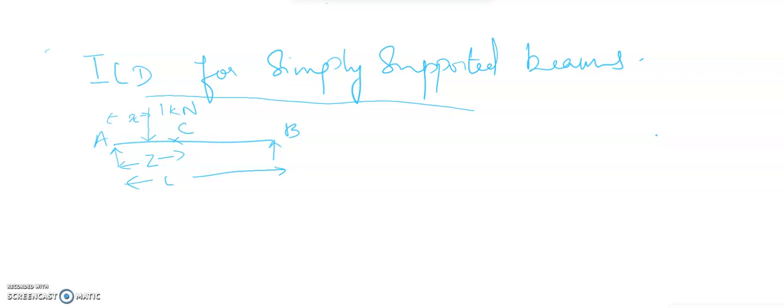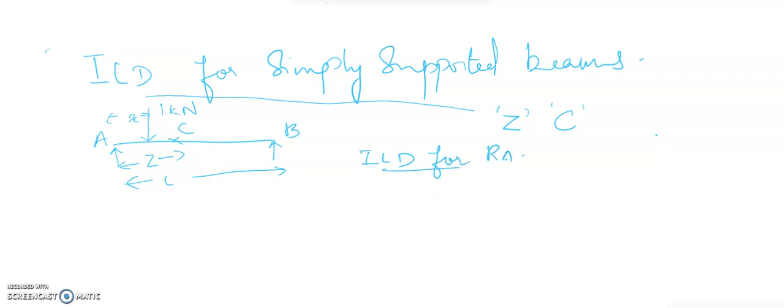Another important thing you need to note in ILD is that you should always have the section, because the responses of the beam will change along the section. If the section is at z distance from B, again the diagram will change. So always you are plotting the influence line diagram at a particular section, and you are determining the reactions. So first we will go for determining ILD for reaction at A.